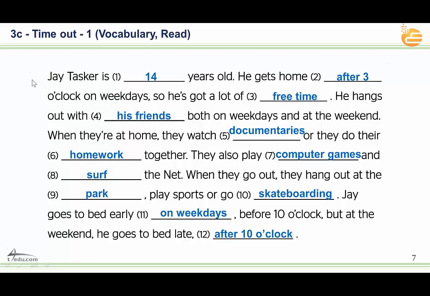Okay, very nice. So I'll read them again for you. Jay Tasker is 14 years old. He gets home after 3 o'clock on weekdays. He has got a lot of free time. He hangs out with his friends both on weekdays and at the weekend. When they are at home, they watch documentaries or they do their homework together. They also play computer games and surf the net. When they go out, they hang out at the park, play sport, or go skateboarding. Jay goes to bed early on weekdays before 10 o'clock, but at the weekend he goes to bed late after 10 o'clock. Okay, let's go to the next.